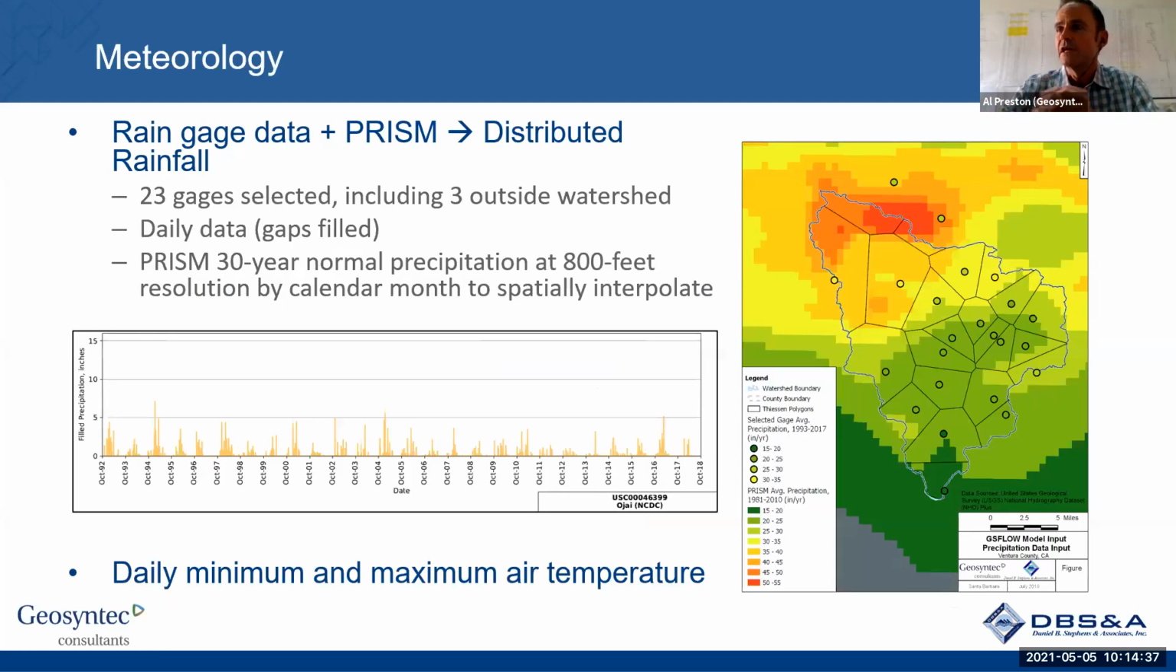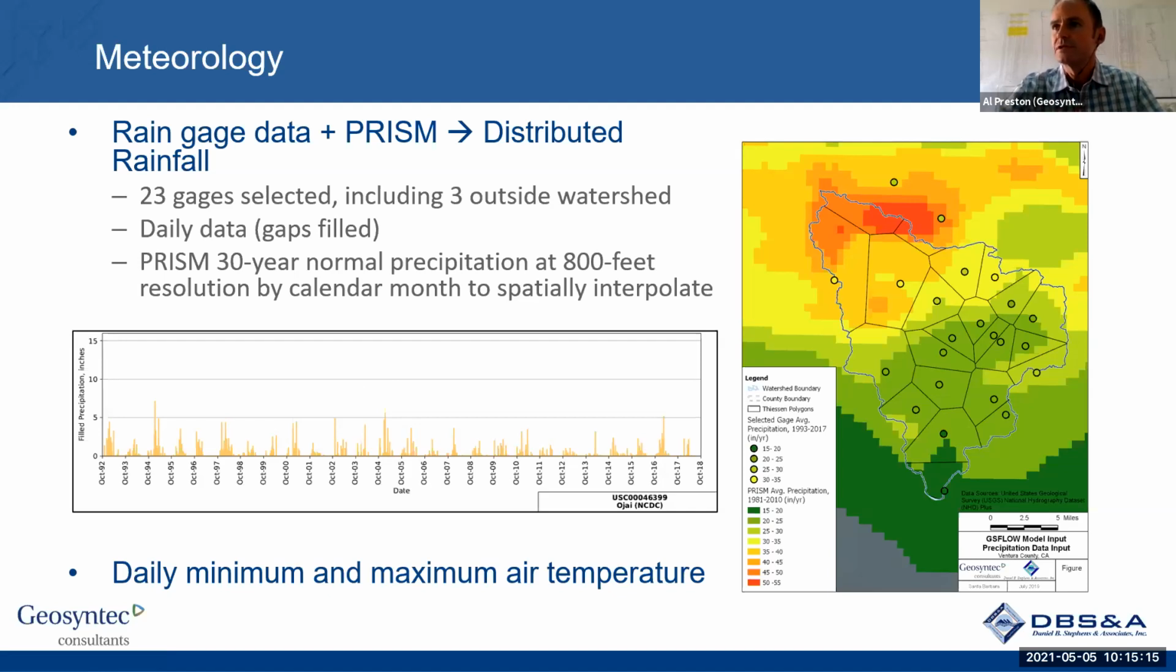Then to that, we need to apply rainfall. So we use gauge data. There are about 23 rain gauges in and around the watershed, as shown by the map on the right. These are daily data, and we're using the daily time step. Some of them have gaps, so we fill them using pretty standard techniques, typically trying to correlate with a nearby rain gauge to fill in the gap. And the plot on the left is an example of rain gauge data over 24 years.